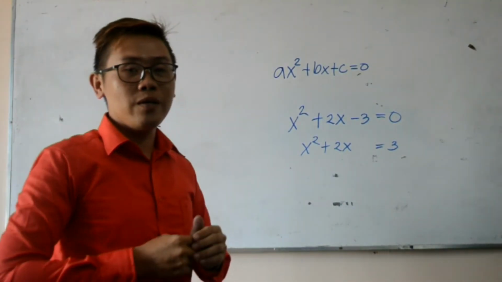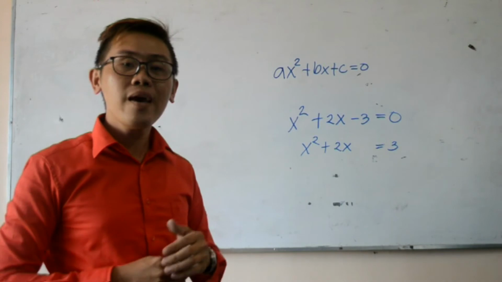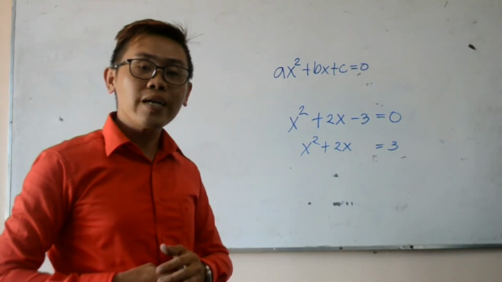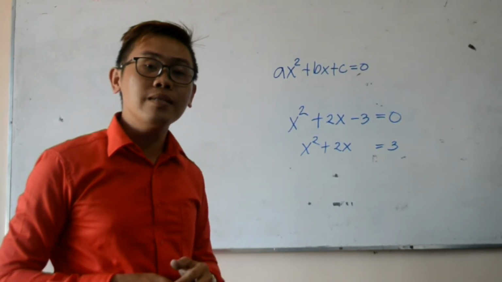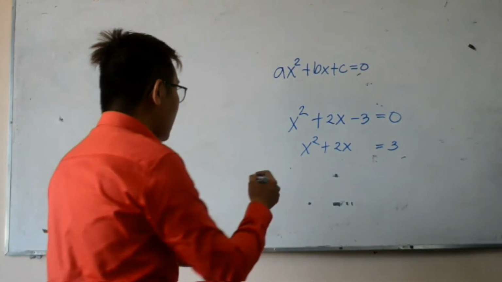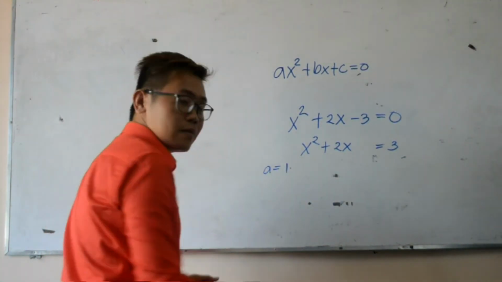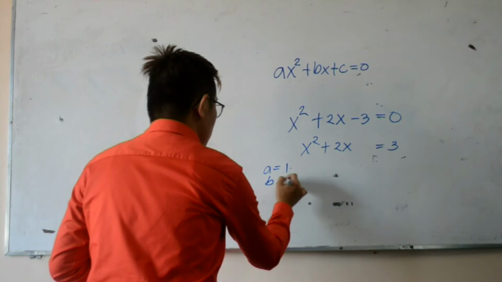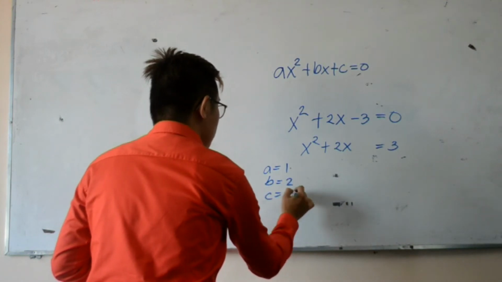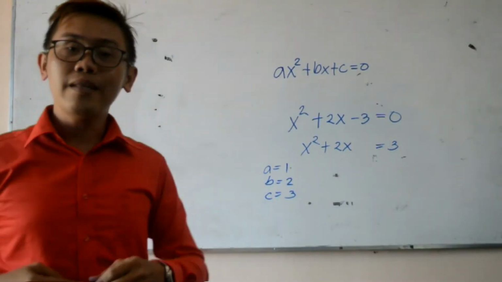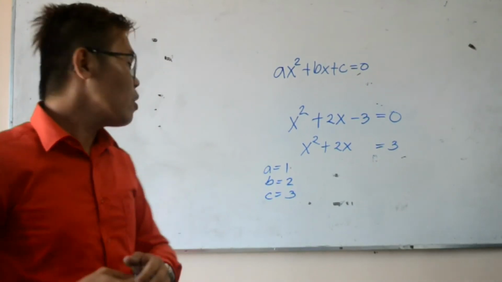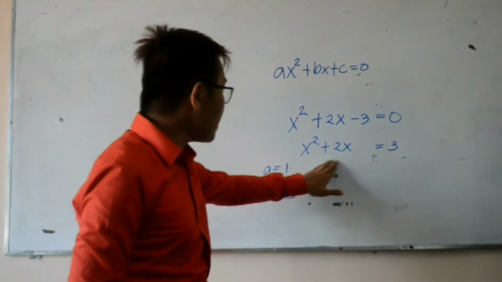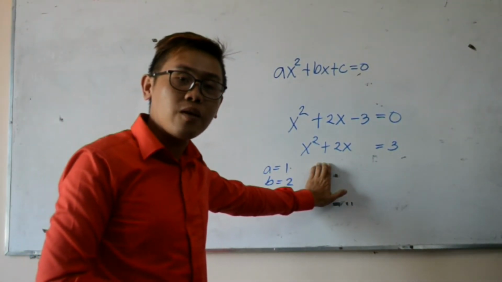Did you remember that in a quadratic equation, we have the so-called numerical coefficients a, b, and c. In this case, our a is equal to 1, our b is equal to 2, and our c is equal to 3. The next step in completing the square, we need to complete this one as a perfect square trinomial.